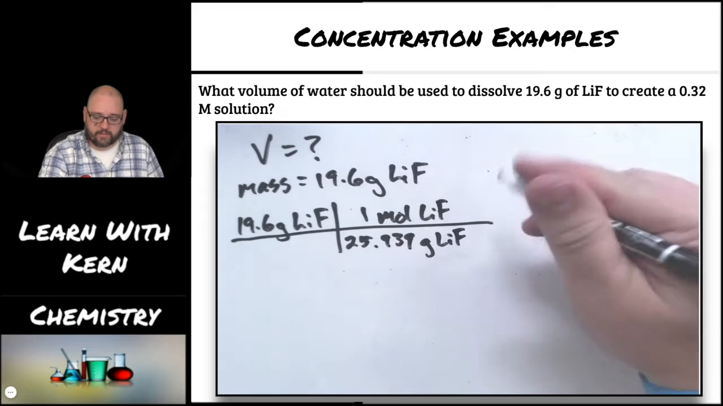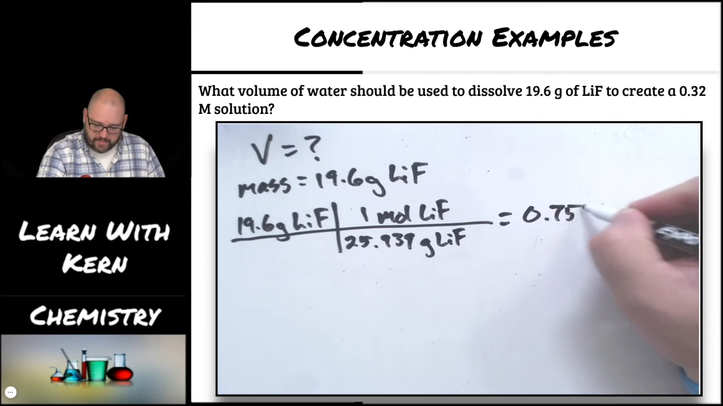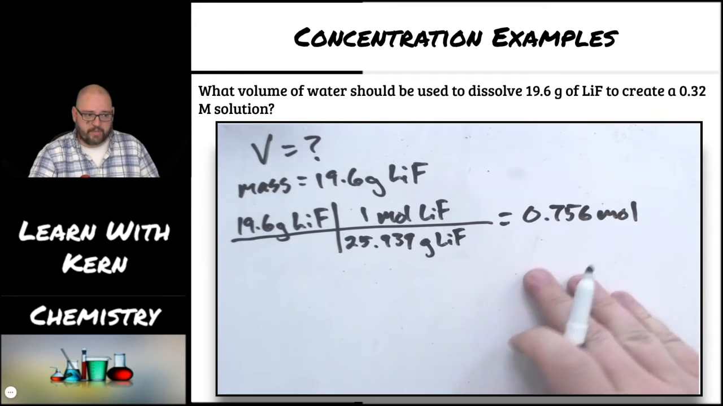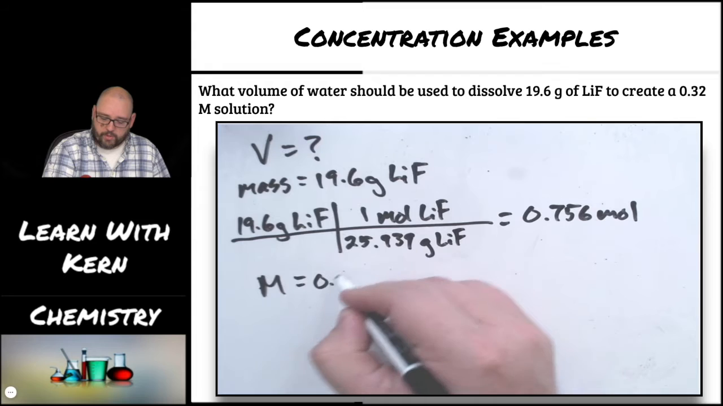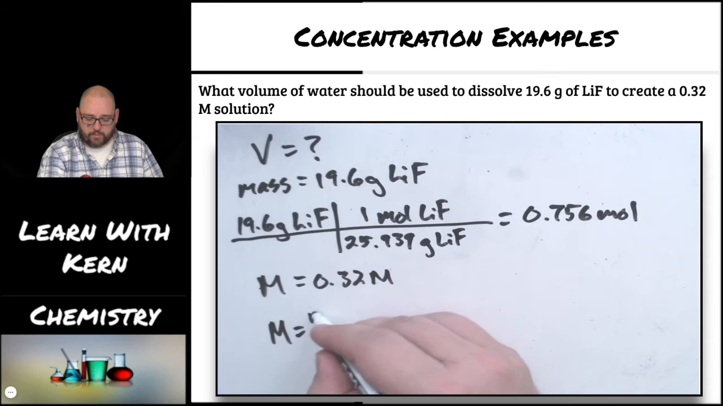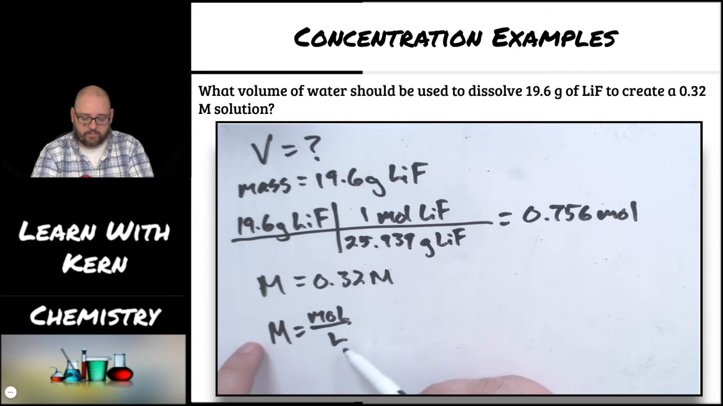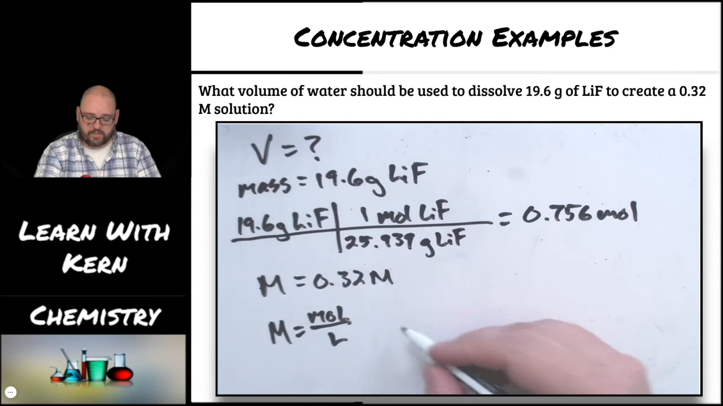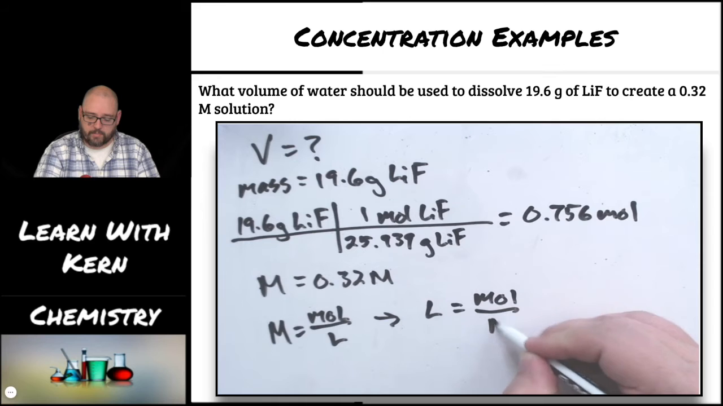So I convert that to grams, and that gives me 0.756 moles of my lithium fluoride. And I want to have a molarity of 0.32 molar. Okay, so this time I have my molarity equals moles per liter, and I want to find liters. So to do that, we could go through all the algebra rigmarole, but this is really easy. When you have 3 variables like this, all I'm going to do is have these 2 switch places. So that means my liters is going to equal moles per molarity.